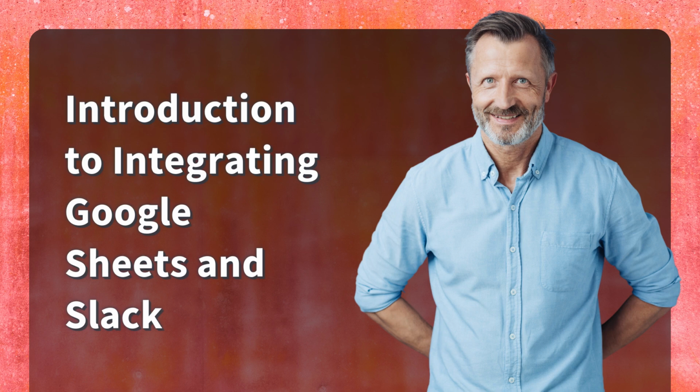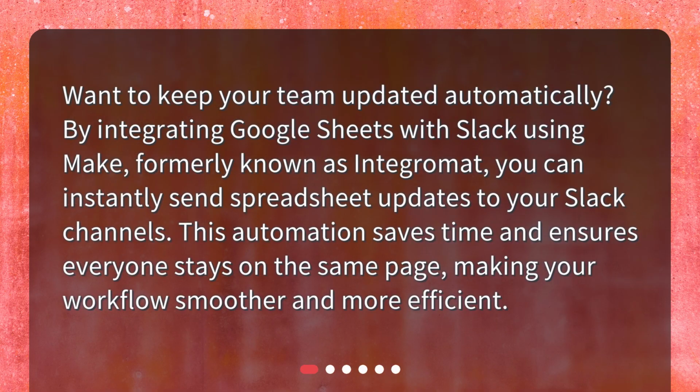Introduction to integrating Google Sheets and Slack. Want to keep your team updated automatically? By integrating Google Sheets with Slack using Make, formerly known as Integromat, you can instantly send spreadsheet updates to your Slack channels. This automation saves time and ensures everyone stays on the same page, making your workflow smoother and more efficient.